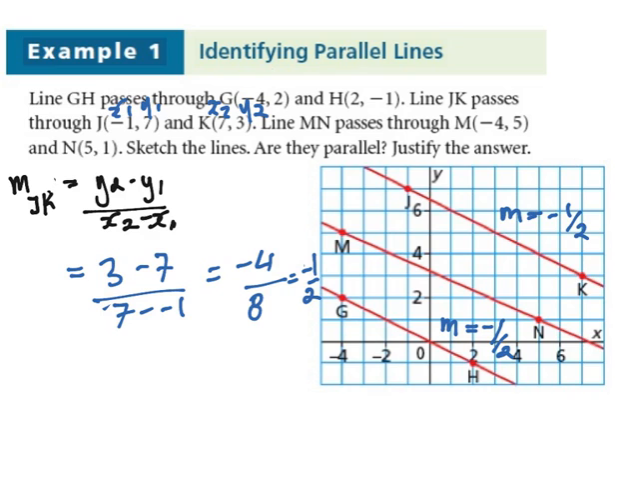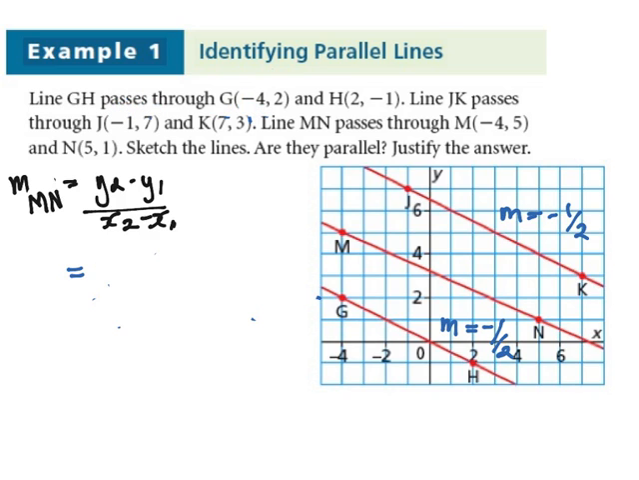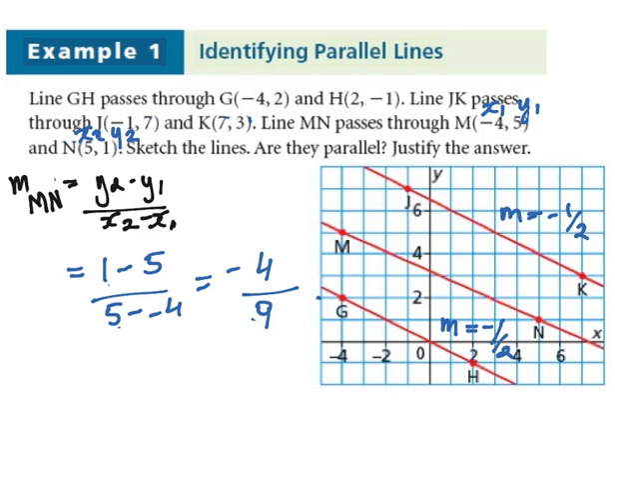We'll do the same thing for finding the slope for line segment MN. As always, find the slope first by labeling the coordinate points. So we have x1, y1, and x2, y2. Now we can plug those values into our slope formula, and we have 1 minus 5 over 5 minus -4. In the numerator we get -4, and in the denominator we get +9. So now the slope is going to be -4 over 9.